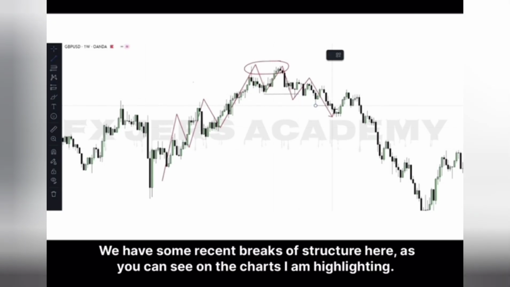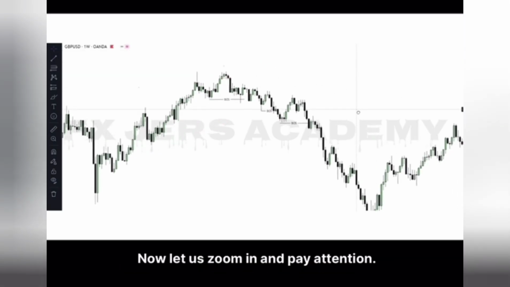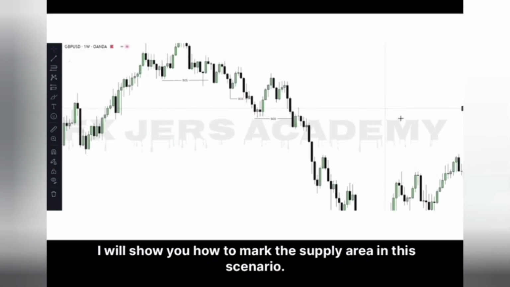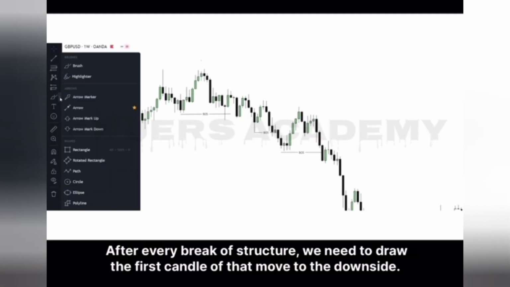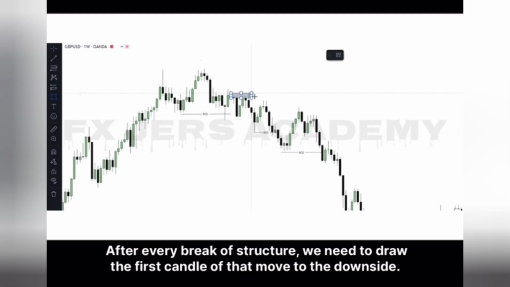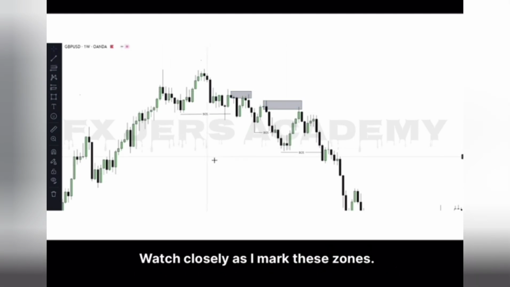We have some recent breaks of structure here, as you can see on the charts I am highlighting. Notice how after every break of structure, the market pulls back and then makes another break of structure. Now let us zoom in and pay attention. I will show you how to mark the supply area in this scenario. After every break of structure, we need to draw the first candle of that move to the downside. This candle is called the order block candle. Watch closely as I mark these zones.